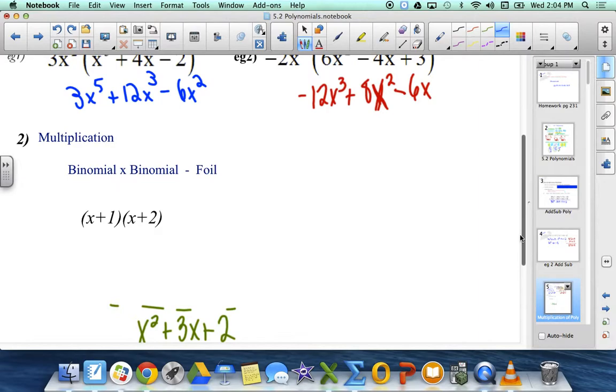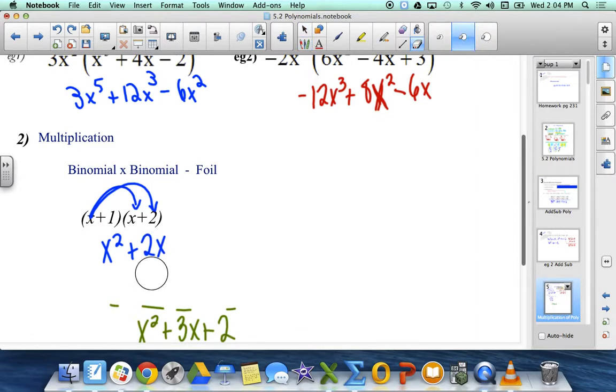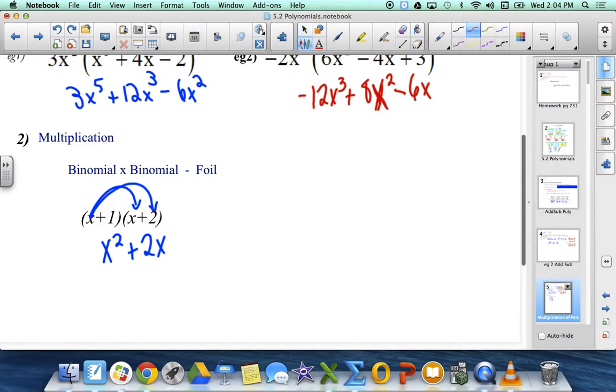So here we go. We're multiplying x times x to get x squared, and multiplying x times 2 to get plus 2x. Then we're going to multiply 1 times x to get x, and 1 times 2 to get plus 2. You can string it out if you want. So I get x squared plus 3x plus 2. You want me to do another one? Yeah.